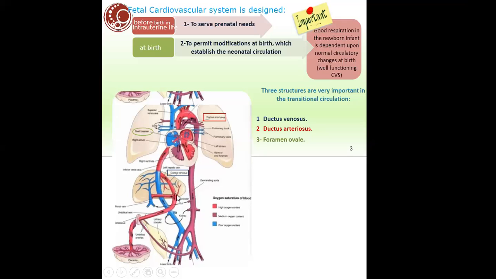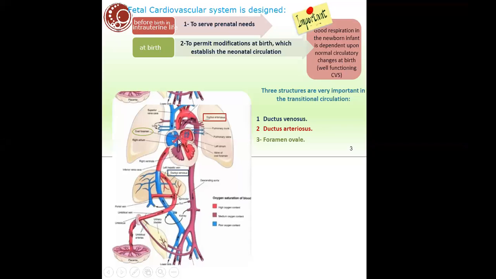While the remaining 50% will go through the ductus, this one. This is the ductus venosus, which directly carries the oxygenated blood to the inferior vena cava. This is the inferior vena cava. And you see here, they have shown the valve of the inferior vena cava, or the opening here, and it will come to the right atrium.